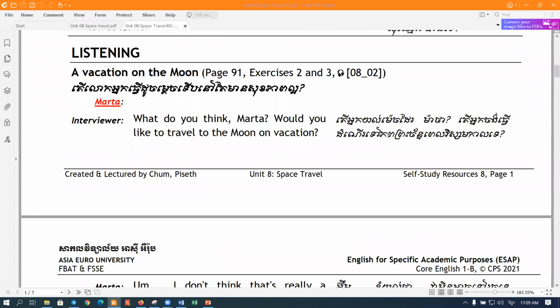Okay, everyone, you should read this conversation again and also with translation so that you can understand what the people are speaking about, their prediction to the moon.